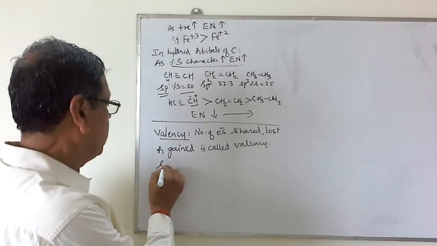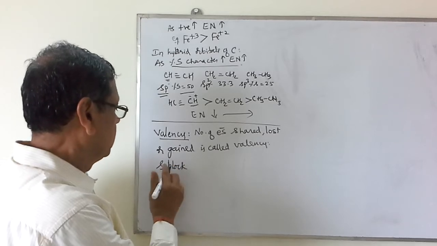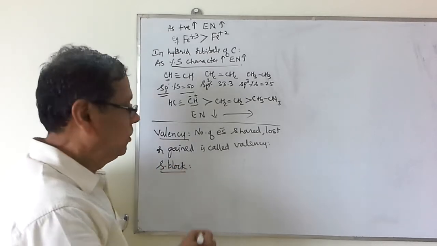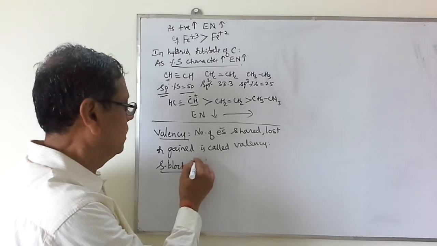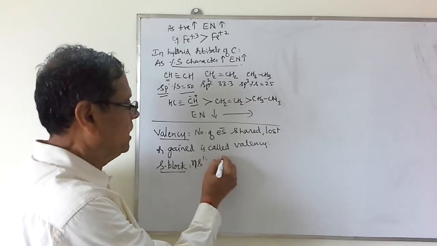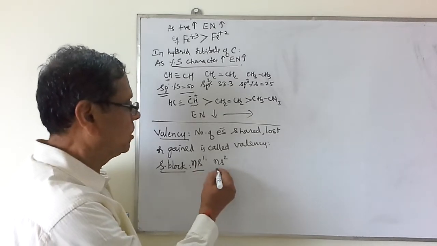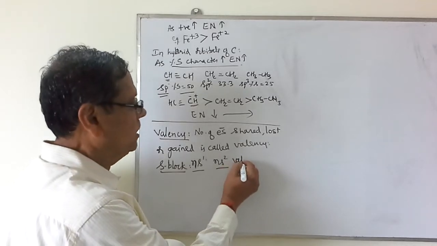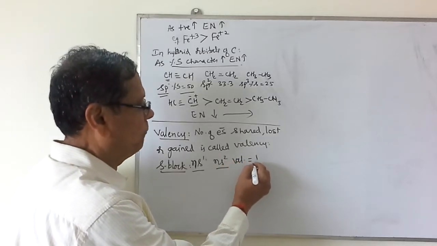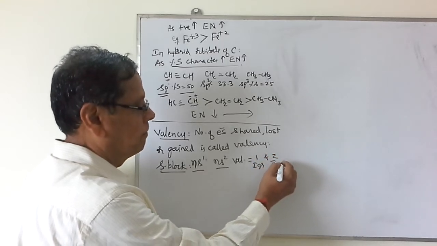For S block elements, we know the electronic configuration for the first group is ns1, and for the second group it is ns2. Either one electron from ns1 or both the electrons from ns2 can be lost. Therefore, valency is equal to 1 for the first group and 2 for the second group.